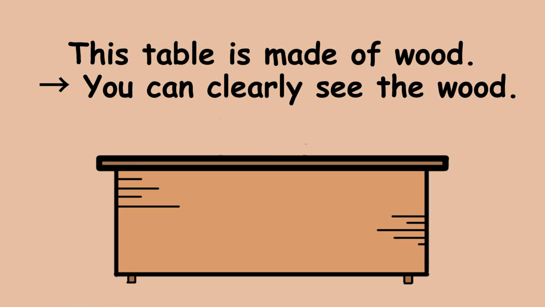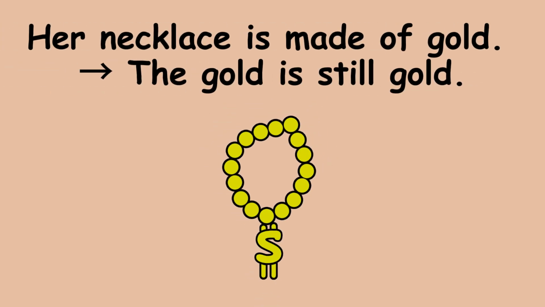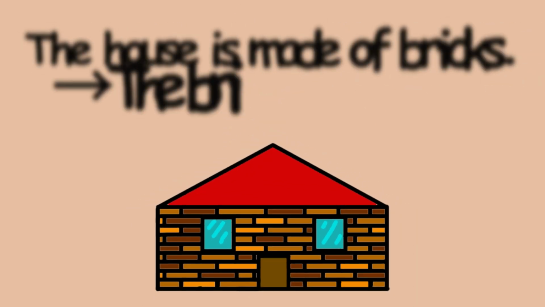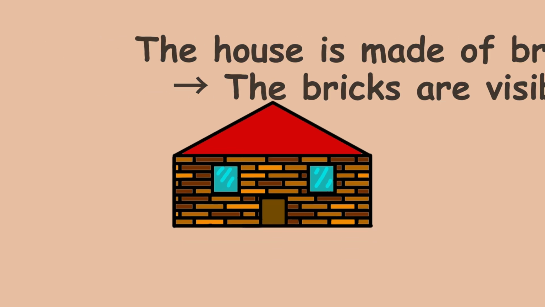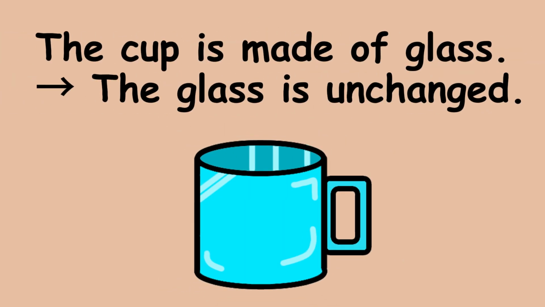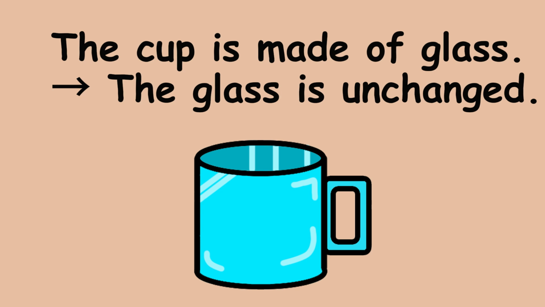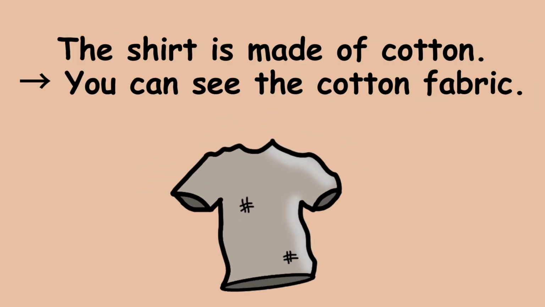For example, this table is made of wood. You can clearly see the wood. Her necklace is made of gold. The gold is still gold. The house is made of bricks. The bricks are visible. The cup is made of glass. The glass is unchanged. The shirt is made of cotton. You can see the cotton fabric.